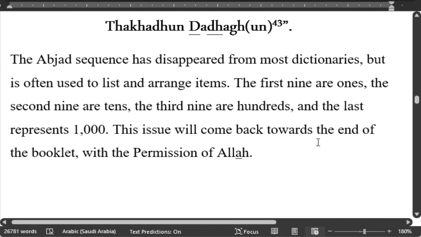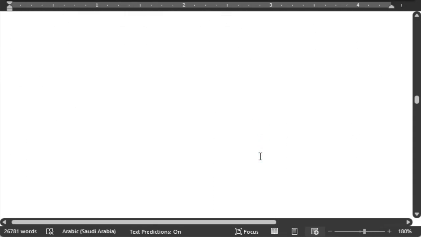This issue will come back towards the end of the booklet with the permission of Allah. Wallahu ta'ala a'lam.